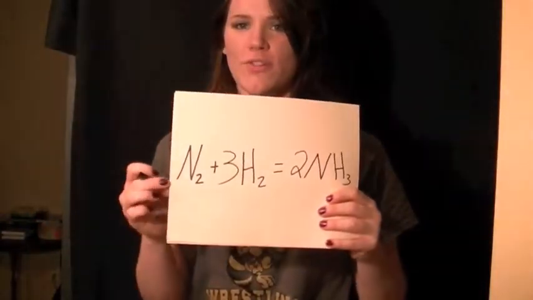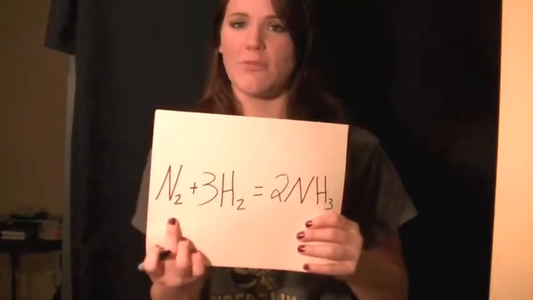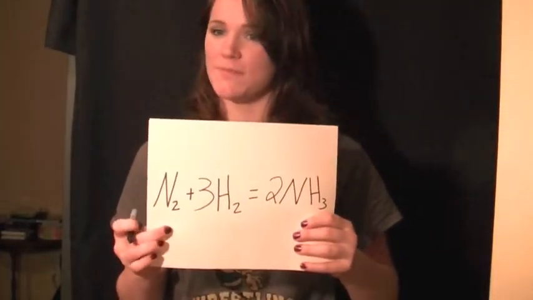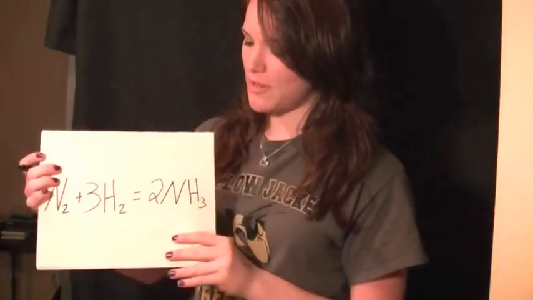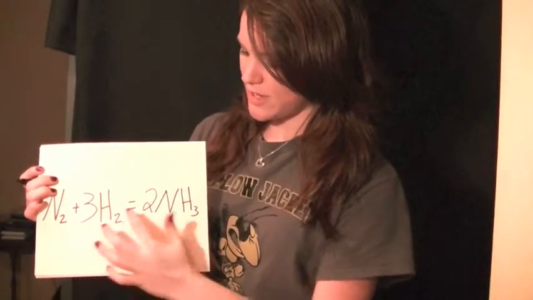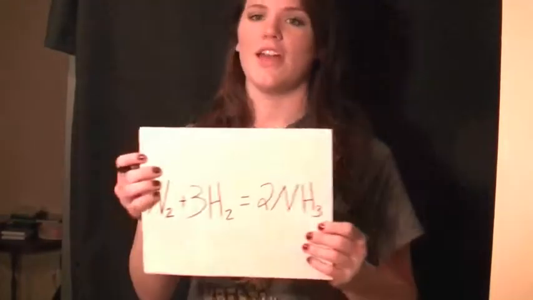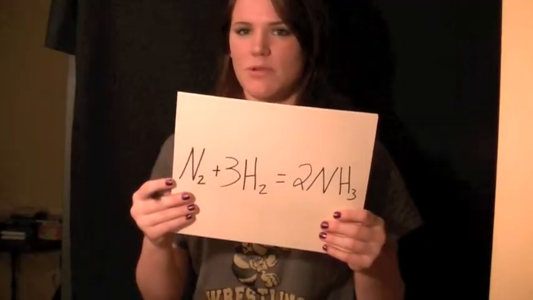Coefficients always go in front of the symbol. They never go on the bottom. Those are called subscripts. You cannot mess with those when you're balancing your equation. By balancing our hydrogen, we are also balancing our nitrogen to where there is 2 on both sides, and now there are 6 hydrogens on both sides as well. And therefore our equation is now balanced, and we can now solve the problem that we have.